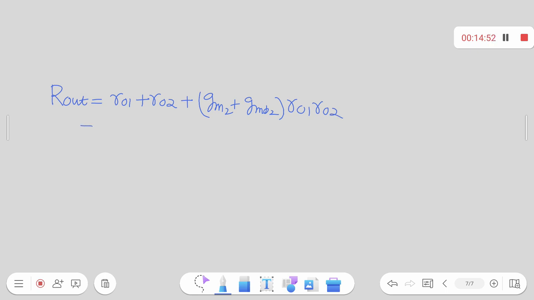That is equal to 1 plus (GM2 plus GMB2) times RO2, times RO1, plus RO2. Is it a familiar expression? Hopefully yes. If you incorporate the body effect, then GMB2 is added to GM2.